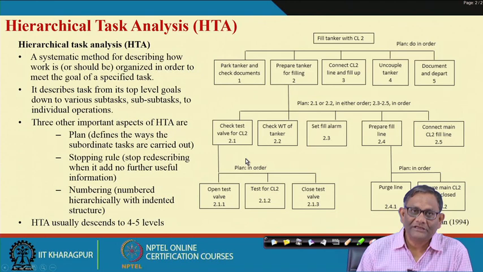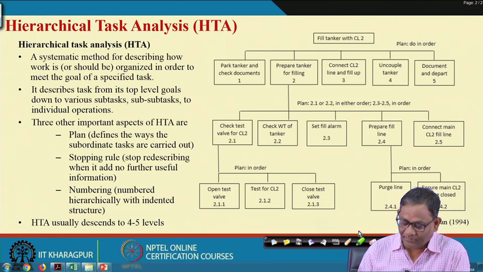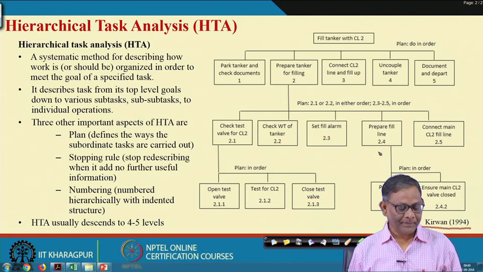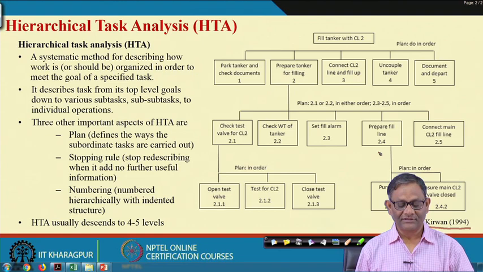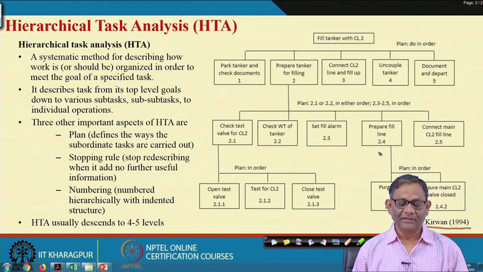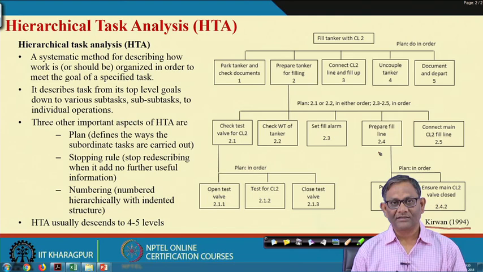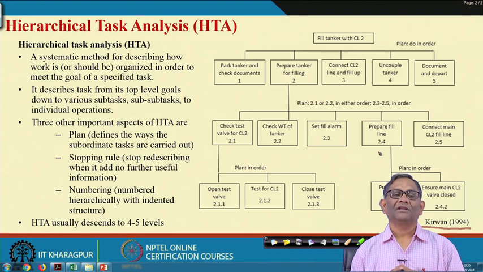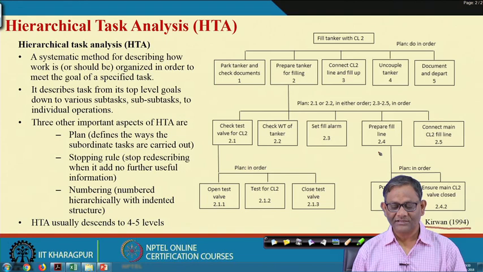This PPT is made based on the book A Practical Guide to Human Reliability Analysis written by Kirwan, and this example is also taken from his book. Let us see what task analysis is. When you are doing work, whether physical work, cognitive work, or a mixture of both, ultimately you have certain objectives or goals in mind, and in order to achieve them, the work is done in several sequential and or parallel steps. Task analysis is a systematic method.